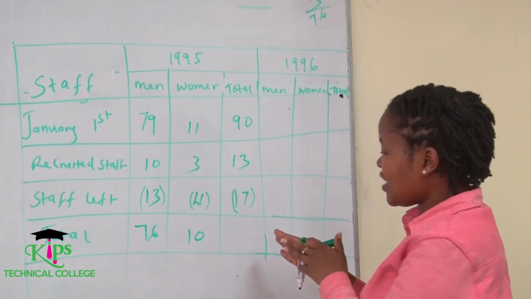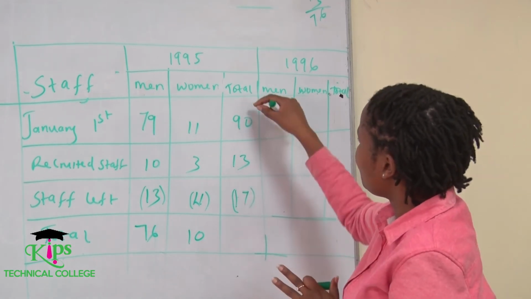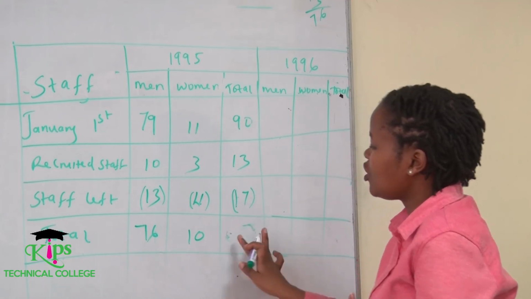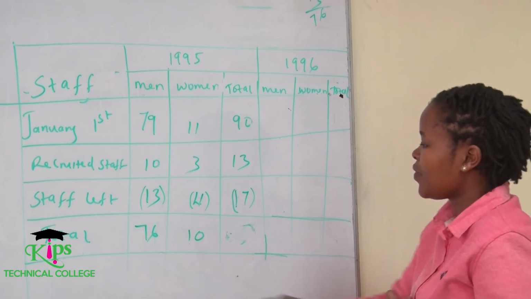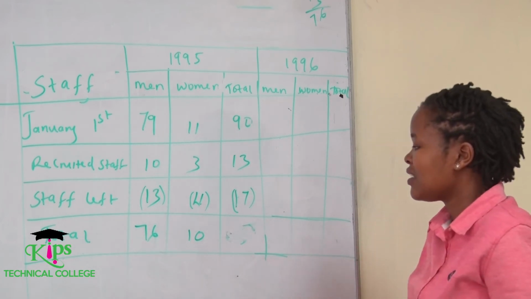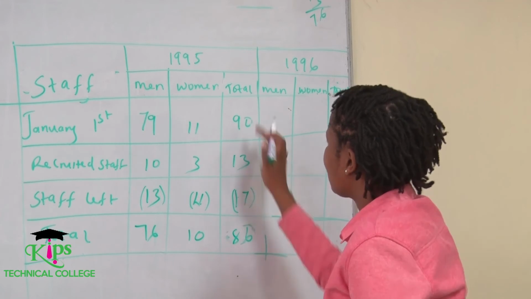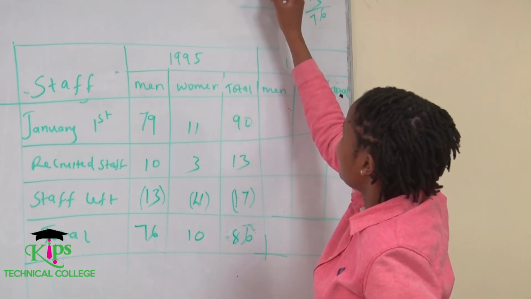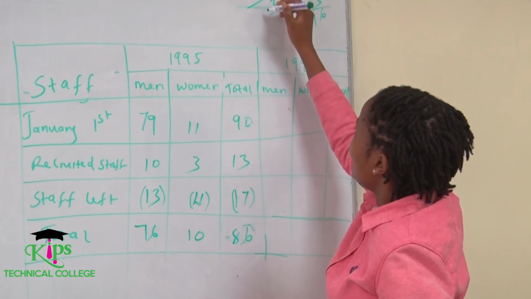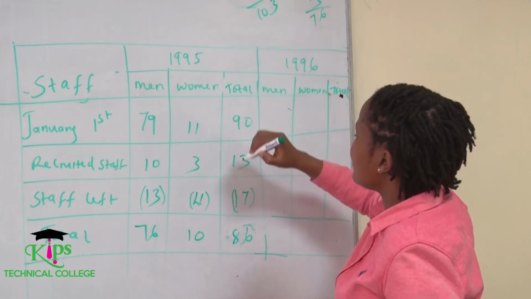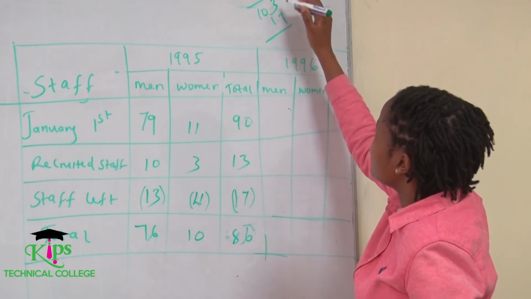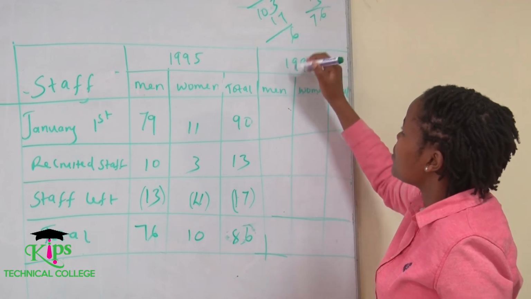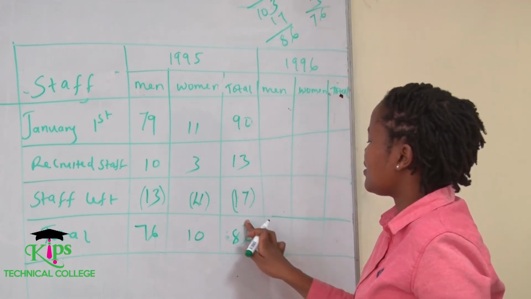So in this case, something else, you realize that if you find the total for this portion here, the total should be equal to this. Let's see. Here we have 76 plus 10. This will give us 86. Let's try out here. 90 plus 13 is 103. Then you minus 17. So 13 minus 7 is 6, 9 minus 1 is 8. Which gives us the same total.